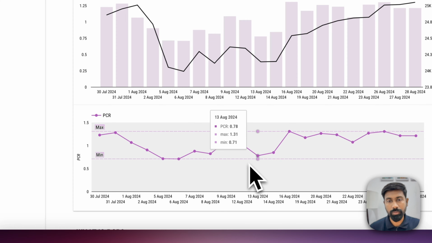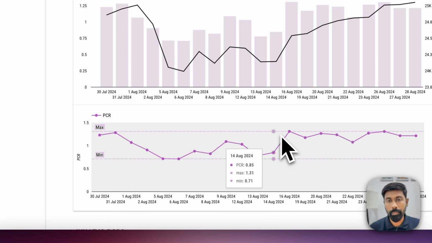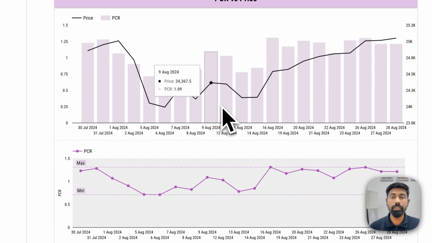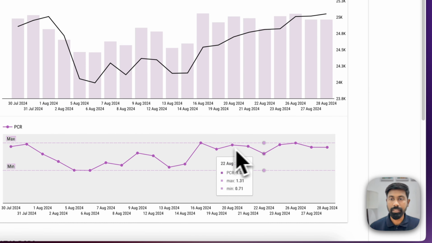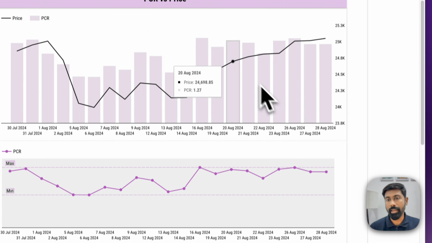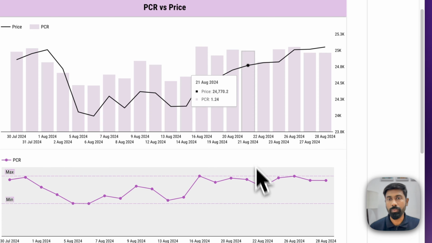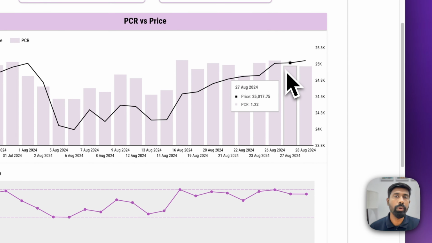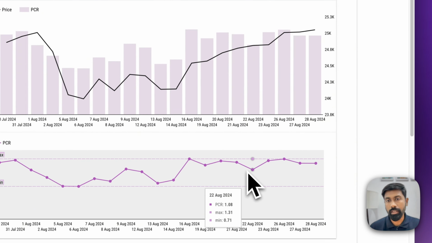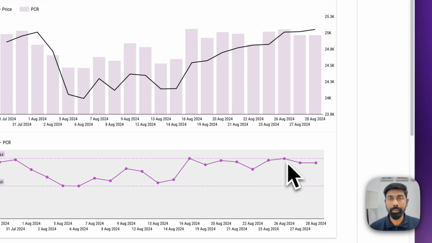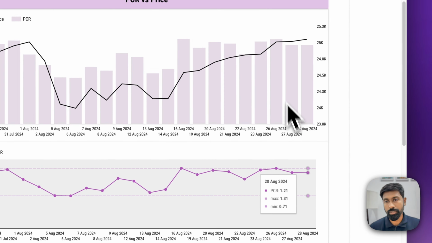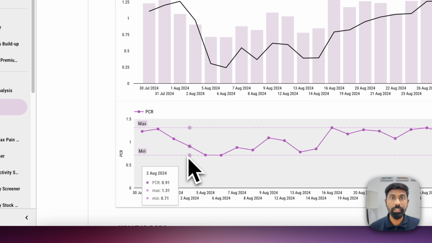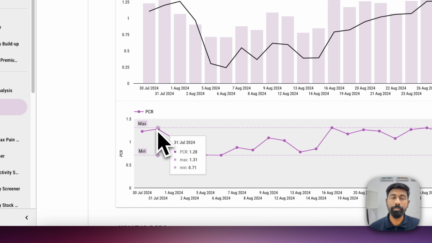Similarly, there are phases where PCR moves from the bottom to top, and those phases can be considered bullish. Sometimes PCR continues to stay on top, like what it has been doing in the last couple of weeks, and price has been trending. It has been moving above 25,000 as well. So this is an indication that participants are holding on to their long positions. PCR is not falling. So the first use case is to identify the trend of PCR.